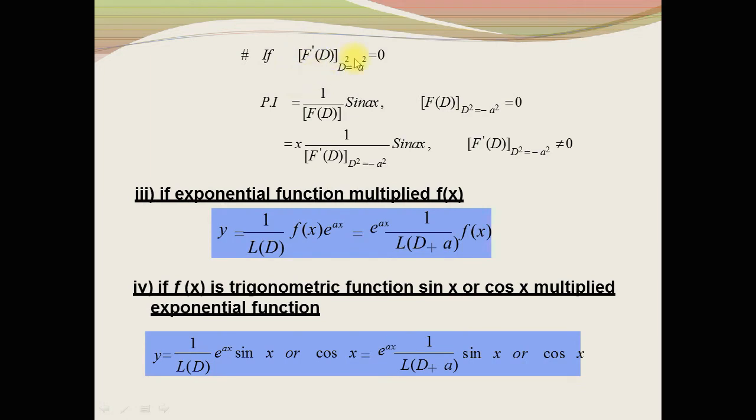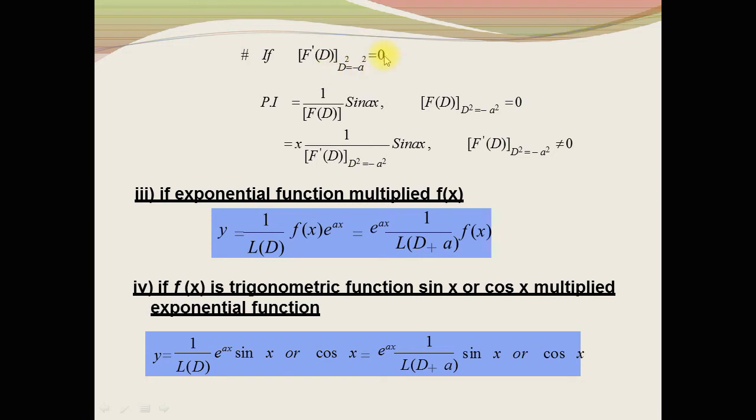But if this result obtained is 0, if f dash of d, that is d square, is equal to minus a square, replace d square by minus a square. So that in the differential operator the power of d will be even, d square. So replace d square by minus a square. Suppose this is d power 4, we can write (d square) whole power 2. So replace d square by minus a square.